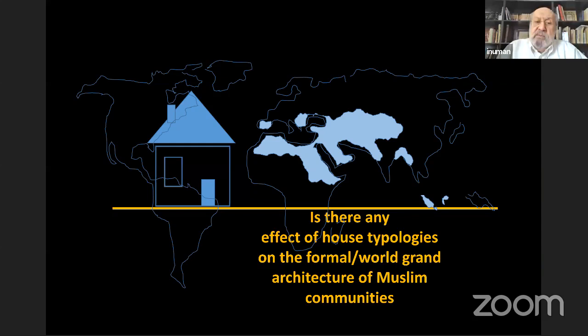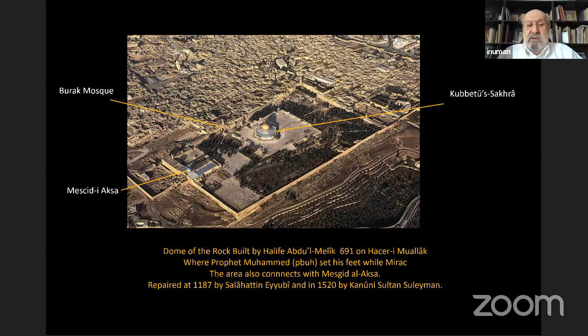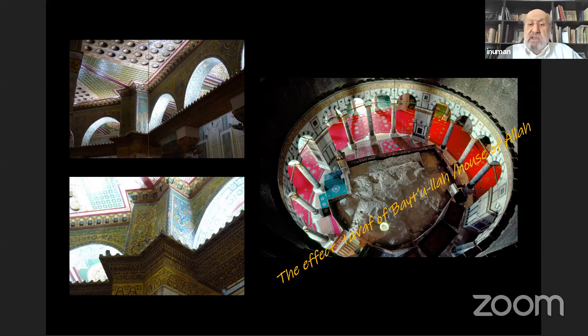So from this vernacular understanding, is there any effect of house typologies on the formal or the grand architecture of Muslim communities? The house of Baytullah, or the house of the Prophet sallallahu alaihi wasallam. So during the Umayyad time, we saw that there is the Dome of the Rock, the effect of the Baytullah, the house of Allah, the tawaf around, or the circulation around the considered holy stone where the Prophet set his foot when he was going to Miraj.